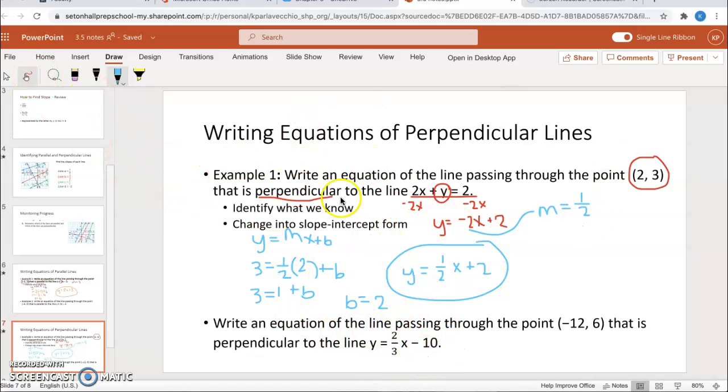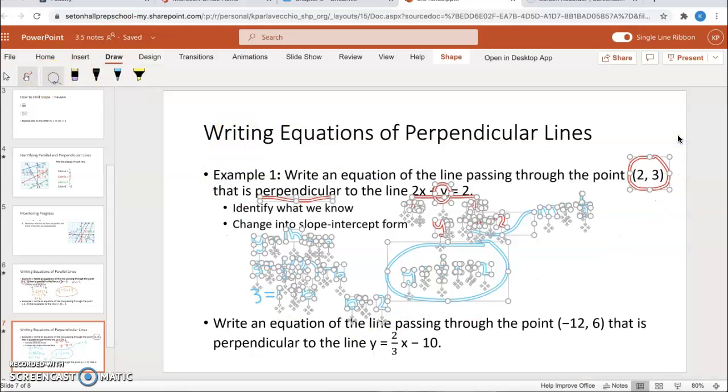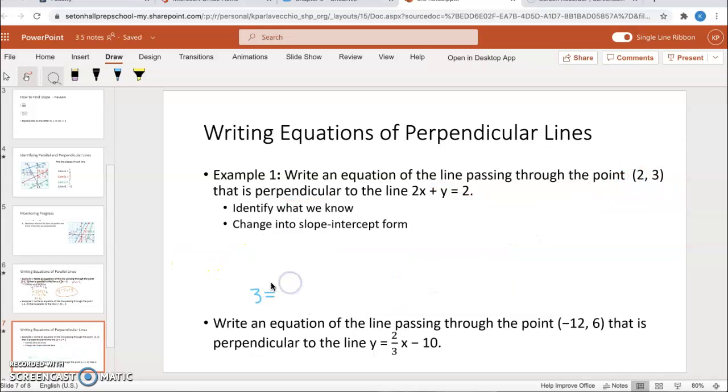So I have to erase this one so I have some room. Okay, and we are going to start with first just reading through and identifying what we know. I know that I'm writing the equation of a line that passes through (-12, 6) and is perpendicular to y = 2/3x - 10. I don't need to worry about rewriting this equation because it is already in slope-intercept form. So the only thing I want to look at is the slope.